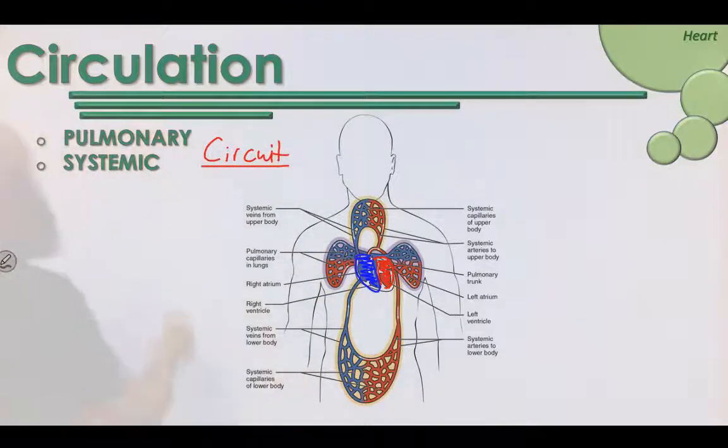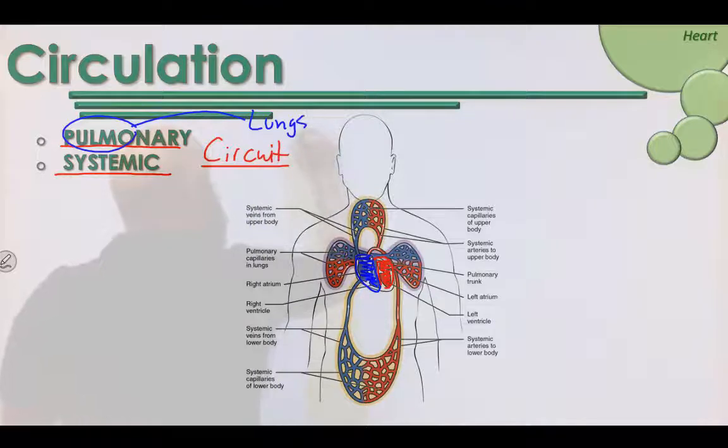The two circuits are the pulmonary and systemic. Whenever you see the term pulmonary or pulmo, like a pulmonologist, think lungs. And the pulmonary circuit is the short circuit that takes blood to and back from the lungs. That's one of the two places your heart sends blood. The other place is to all the organ systems in your body. Hence, that's the systemic circuit.